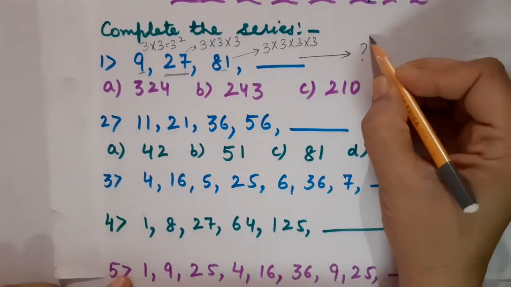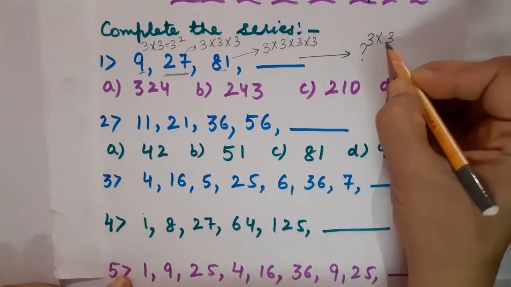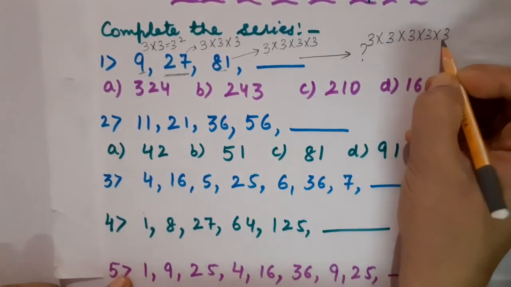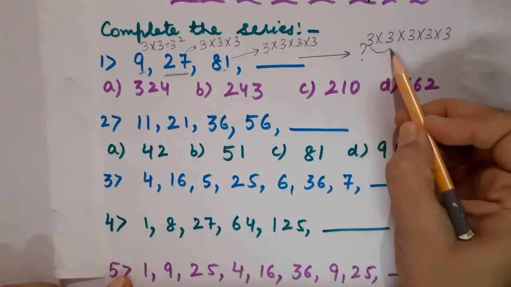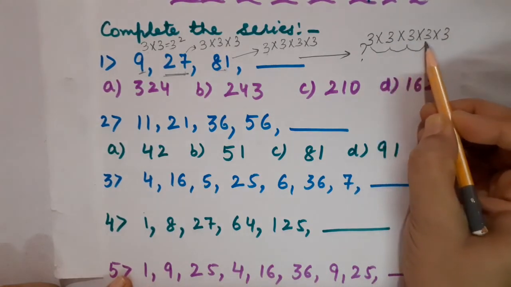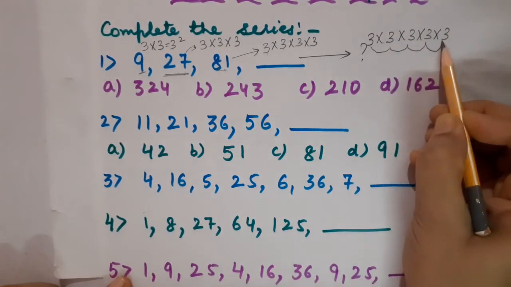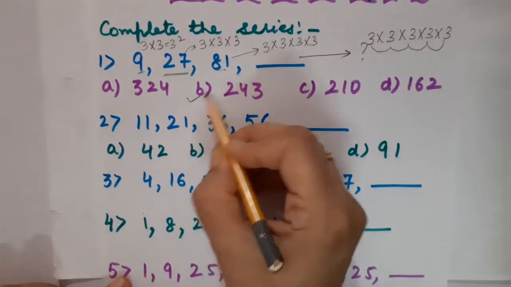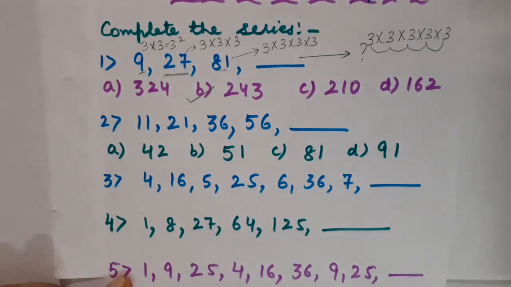So what will the series be? 3 into 3 into 3 into 3 and into 3. 3 3s are 9, 9 3s are 27, 27 into 3 is 81, 81 into 3 is 243. So children, our B option is the right option. Got it?